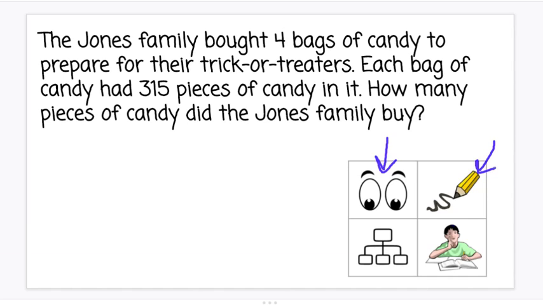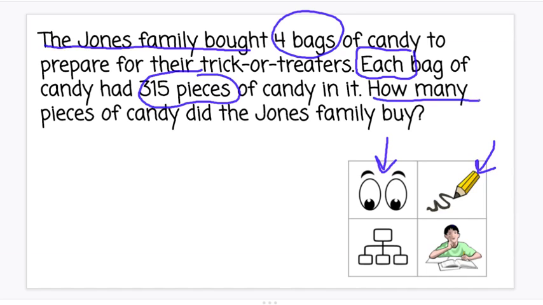I know that the Jones family is buying candy. They bought 4 bags of candy to prepare, and each, there's an important word, bag of candy had 315 pieces of candy in it. Now I underline my question, how many pieces of candy did the Jones family buy? That's what I'm trying to figure out. All right, now I can draw my model.